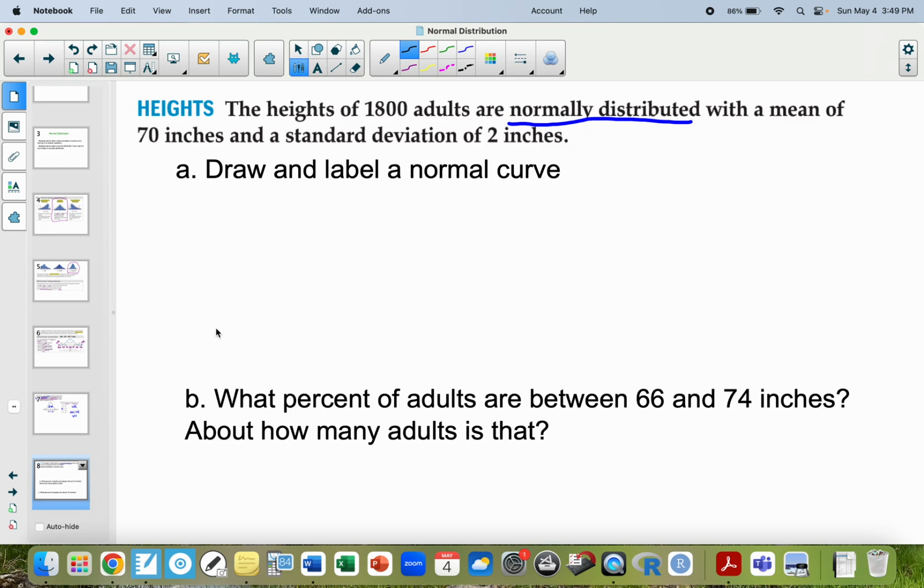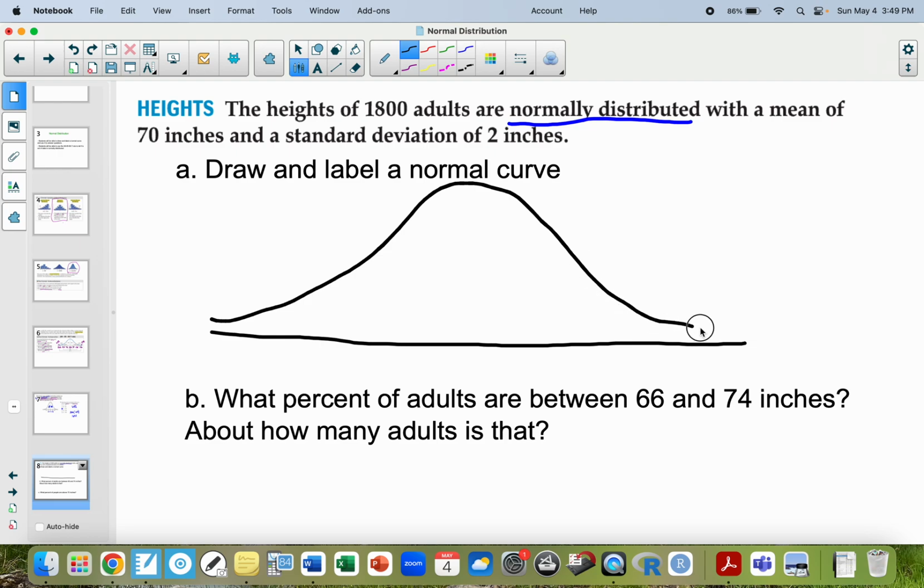Let's see how this curve looks if I draw this. My curve is probably not going to be very good drawing with this. Okay, so draw a bell curve. Try to make it as symmetric as possible. Not too bad. Okay, it tells us that we have a mean of 70 inches. So my mean is going to be right here in the middle. So I'm going to fill in that is my mean right at 70.